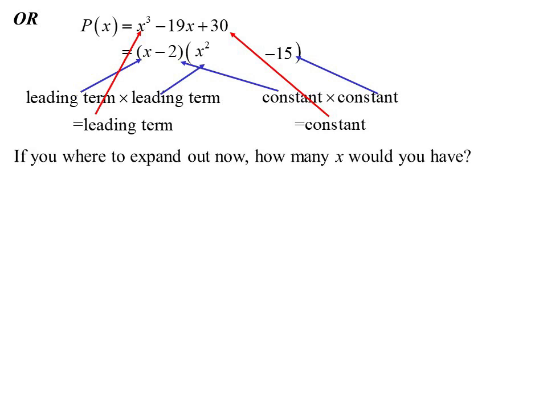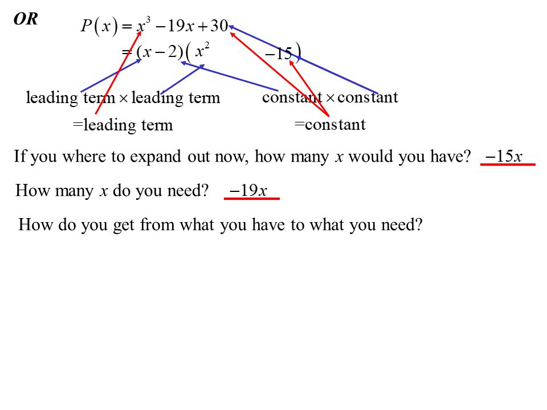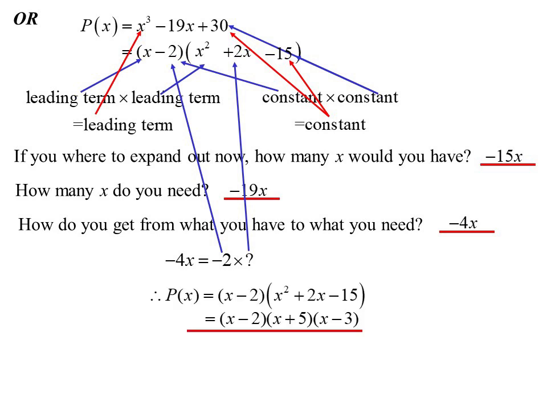Now the question is, what goes in the middle? Well, if I was to expand that out now, how many x's would I have? I'd have minus 15x. How many do I need? I need minus 19x. What's missing? How do I get from what I've got to what I need? Well, minus 4x is missing. Therefore, minus 4x, what's that? Minus 2 times the missing term. So the missing term is 2x. Got it done without doing the division. And then obviously we go and factorise like we did before.